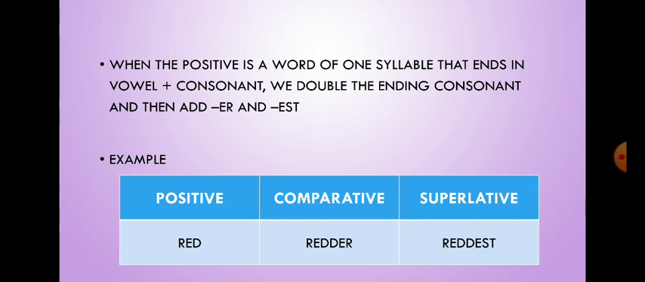In comparative, it has become REDDER. So we have doubled the letter D and added ER to form comparative degree. And to form superlative, we have doubled the letter D and added EST. So it has become like red, redder, reddest.